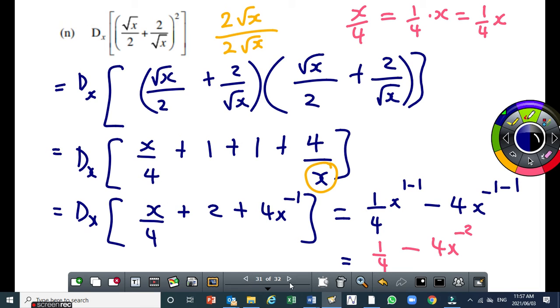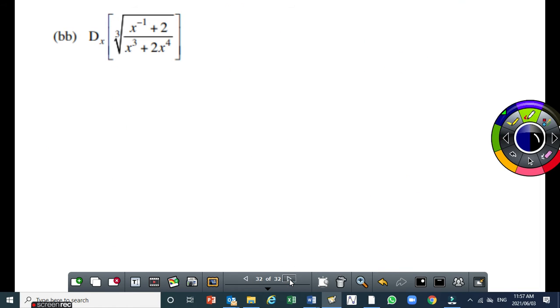Alright. For the next one, you have to be very careful there. My suggestion, simplify what's inside the square. So this will be d of x. Let's keep the square root for now.